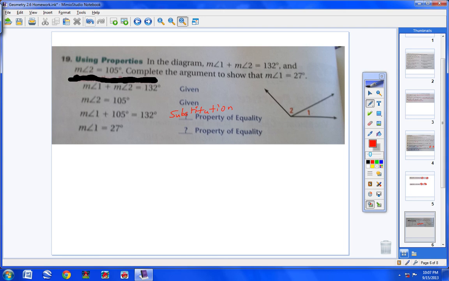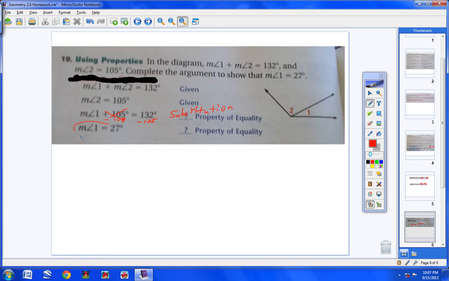Now, let's see if you can figure the next one out. The measure of angle 1 plus 105 equals 132. Now I have the measure of angle 1 equals 27. Well, you know what I think we did? I think we subtracted 105 from both sides. If you subtract 105 from this side and subtract 105 from this side, these cancel out, and you're left with the measure of angle 1 equals 27. So you subtracted 105 degrees from both sides.